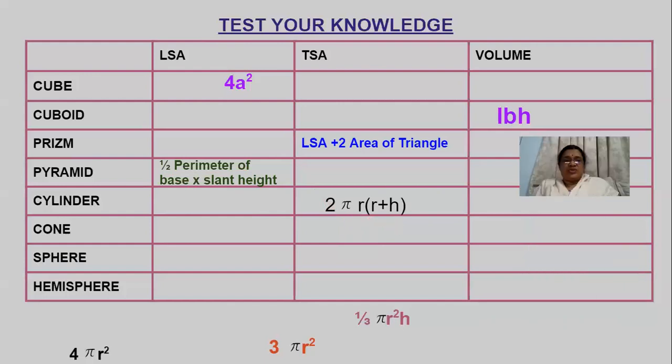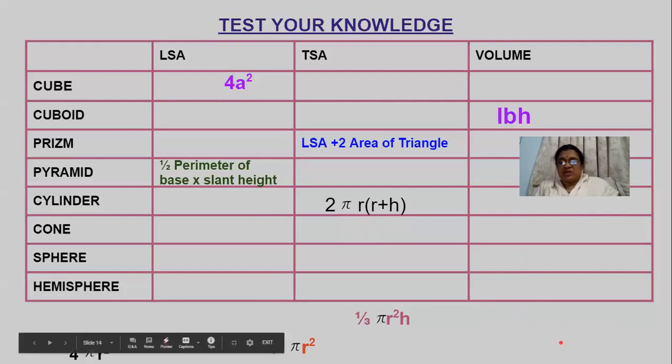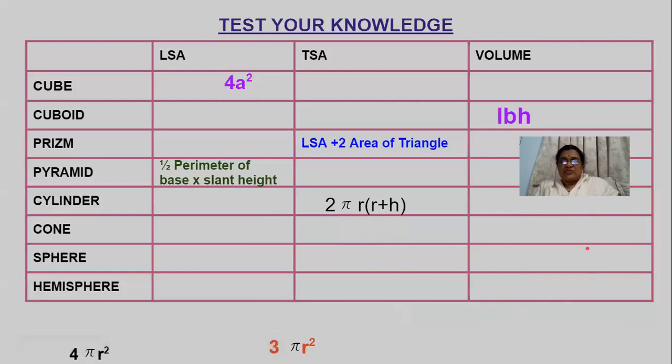Next one, which formula? Three formulas were remaining. Which one is going? Cone. 1/3 pi r square h. Is it LSA, TSA or volume? Which one? Yes, it is the volume of a cone. Next, two formulae were remaining. So one is missed, and this one is sphere LSA, and the last one is, yes, the TSA of a hemisphere. Yes, we have solved.